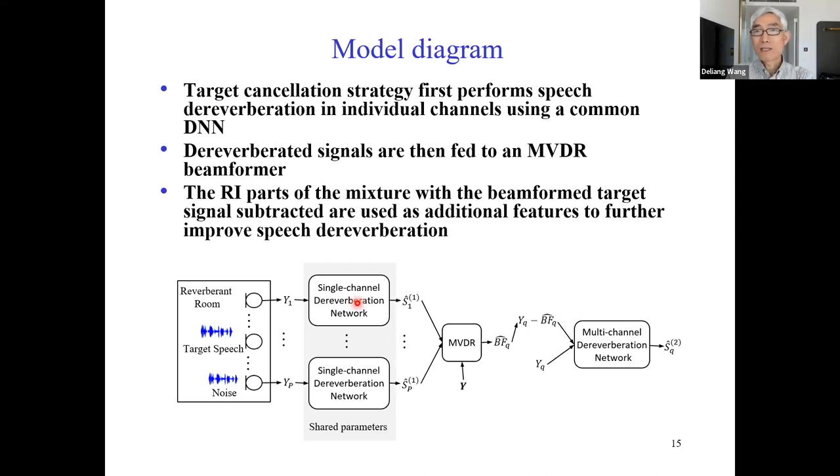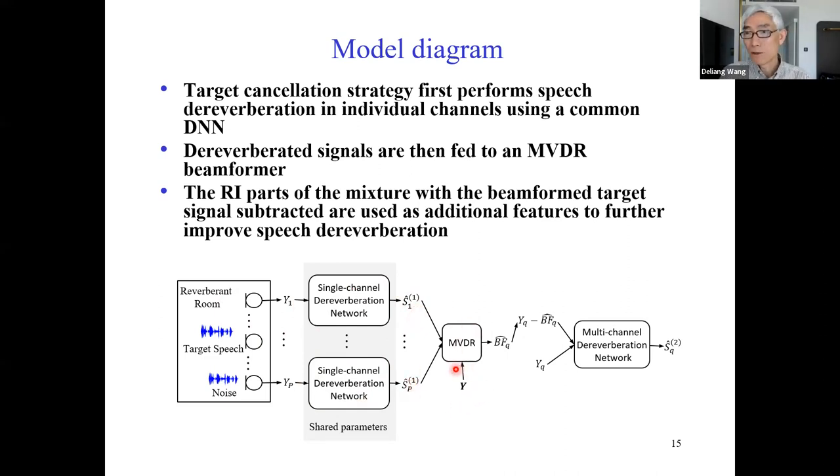So the target cancellation strategy is such that we first perform speech dereverberation in individual channels. So you have P channels here, and each of the P channels goes through a single channel speech dereverberation. But the nice thing here is that even though it is done multiple times, we actually use the same neural network to do the same thing, to do multi-channel processing, but done individually. Then we have the initially dereverberated signals, S hat 1 to S hat P.